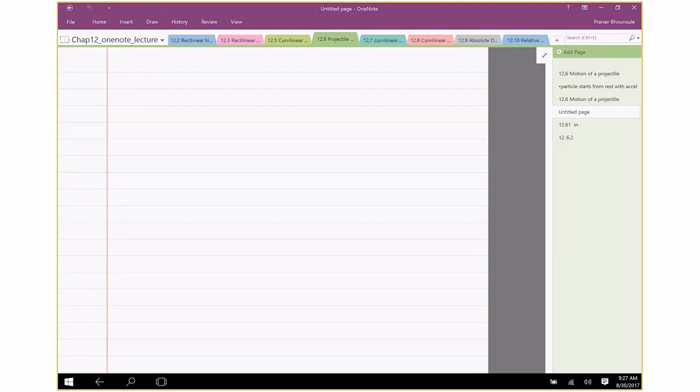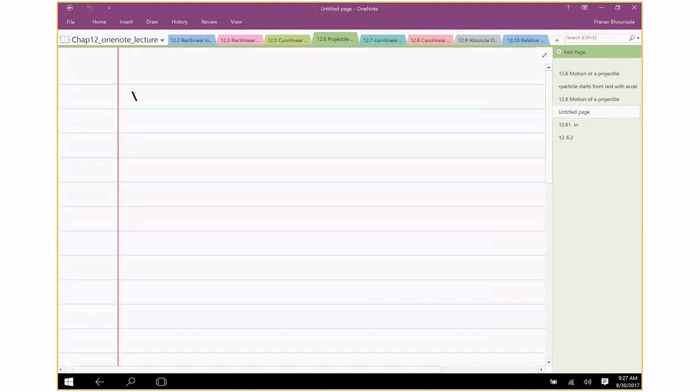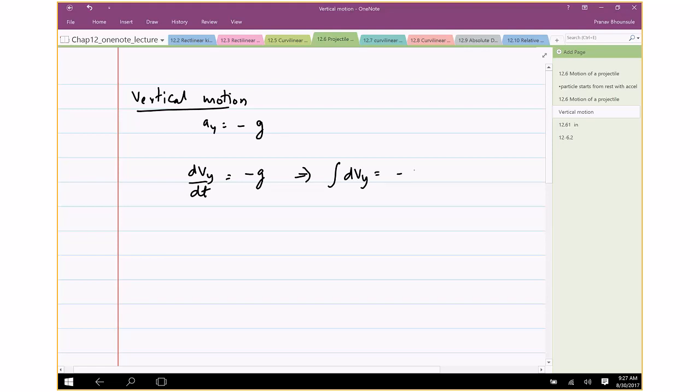So let's do the same thing for vertical motion along the y-axis. What we know is ay is minus g. So ay is dvy by dt equals minus g. So we integrate this. dvy equals minus integral g dt. So vy equals minus gt plus c3.